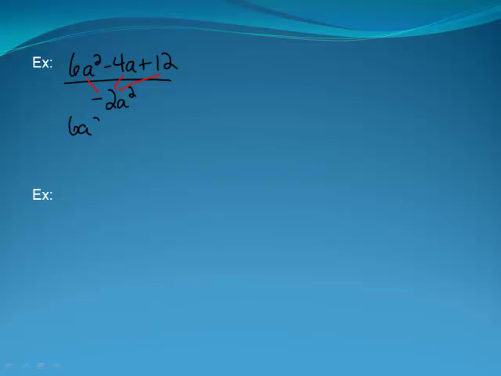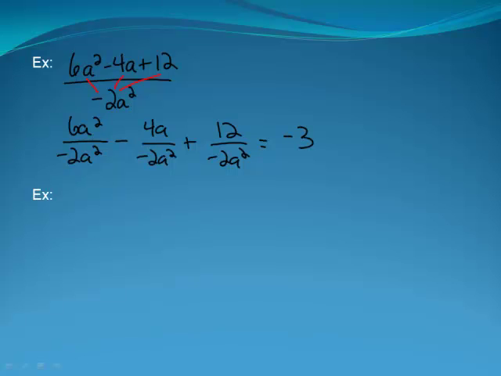We've got 6a squared divided by negative 2a squared, minus 4a divided by negative 2a squared, plus 12 divided by negative 2a squared. Clean that up where possible. On our first group here, 6 divided by negative 2, that's even division. 6 divided by negative 2 is negative 3.